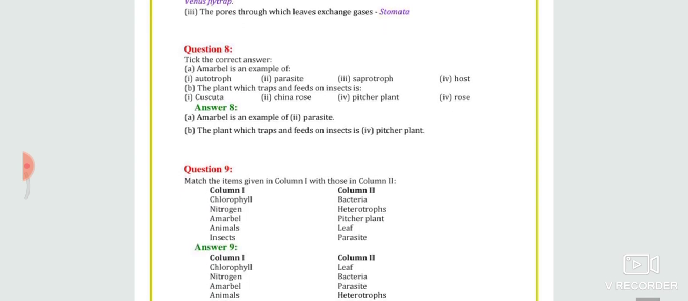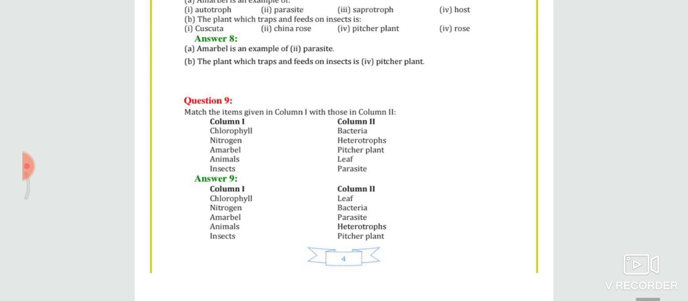Question number 8, choose the correct answer. First one: Cuscuta is an example of parasites. Very good. B: the plant which traps and feeds on insects is called, what do we call it? Pitcher plant. Okay, students, now there is match the following. Chlorophyll is present in leaf. Nitrogen is used by bacteria. Cuscuta is a parasite. Animals are heterotrophs. Insects are eaten by Pitcher plant.